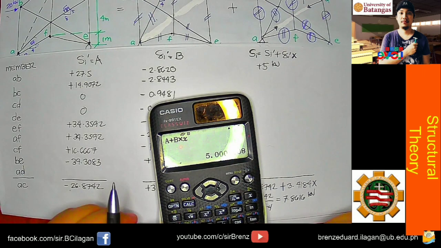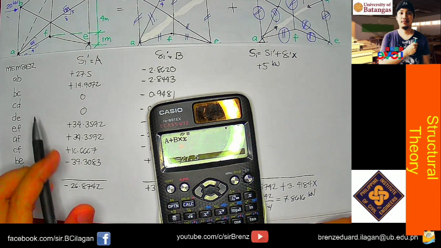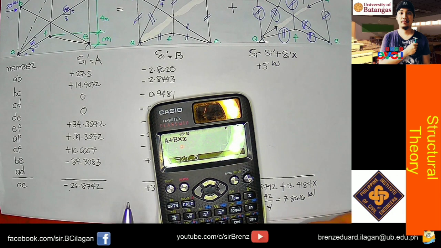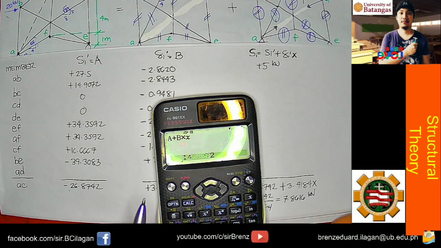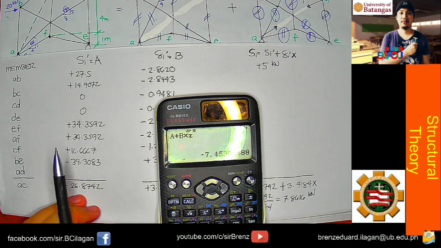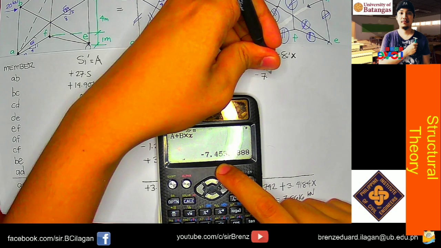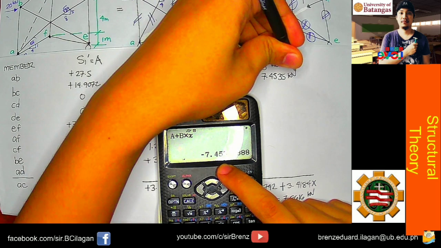So ganoon lang ulit, calculate. Hihingi ulit ng value ng A. So ilagay mo lang ito katapat ng BC or 14.9072. So hihingi ulit ng value ng B. So that is negative 2.8443. And then yung X, hindi naman nagbabago, equals mo na lang ulit. So the answer is negative 7.4535 kN. So kapag negative yan, therefore this is in compression. So, ganun lang ang gagawin nyo dito. So, hanggang makuha nyo lahat ng sagot.